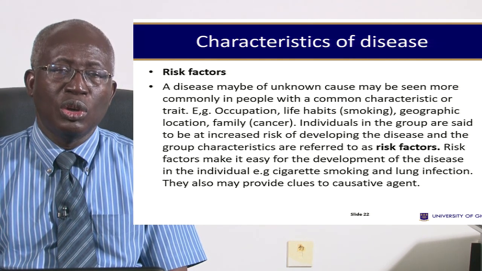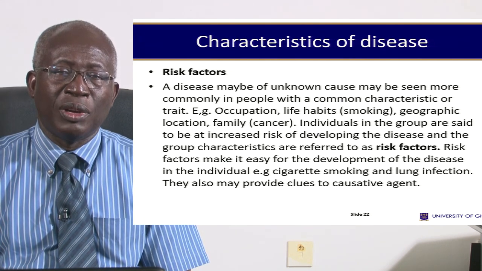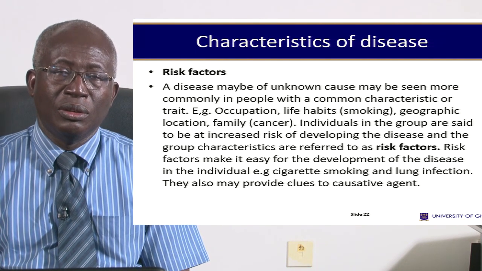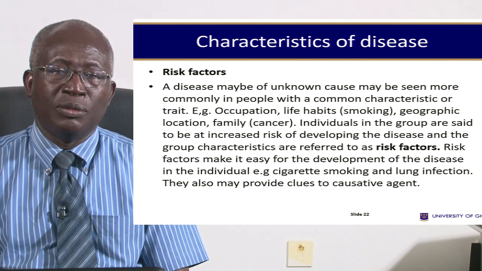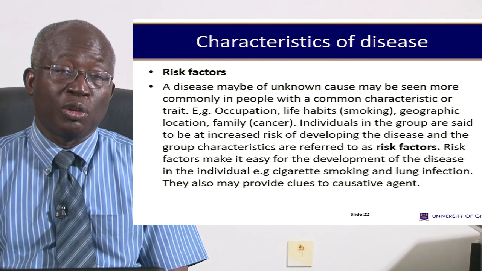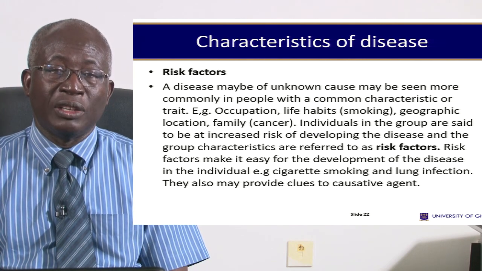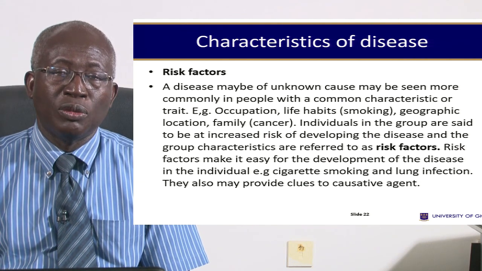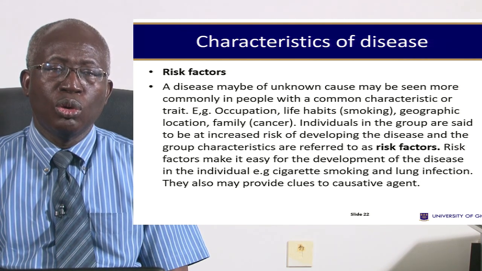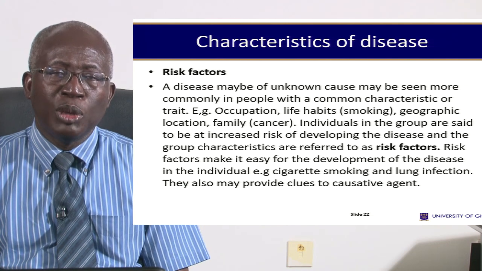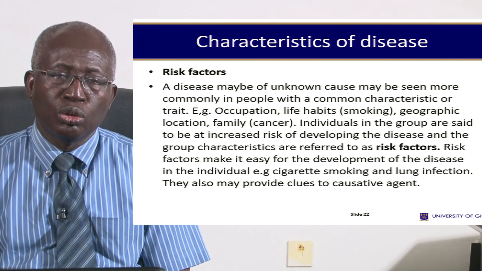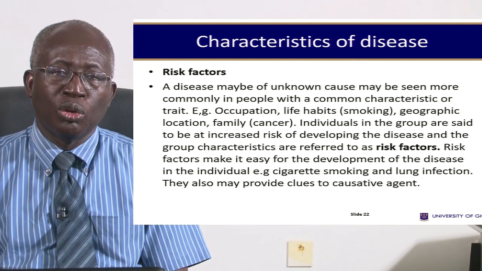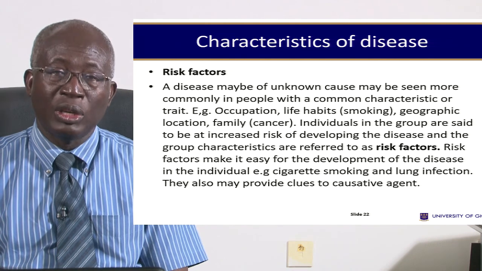So those group characteristics are referred to as risk factors. Risk factors make it easy for the development of a disease in an individual. For instance, cigarette smokers get lung infections more commonly, and they also develop cancer. So the risk factors may provide clues to the causative agents. For instance, in the cigarette smoke, there are agents in the smoke that cause the cancer.